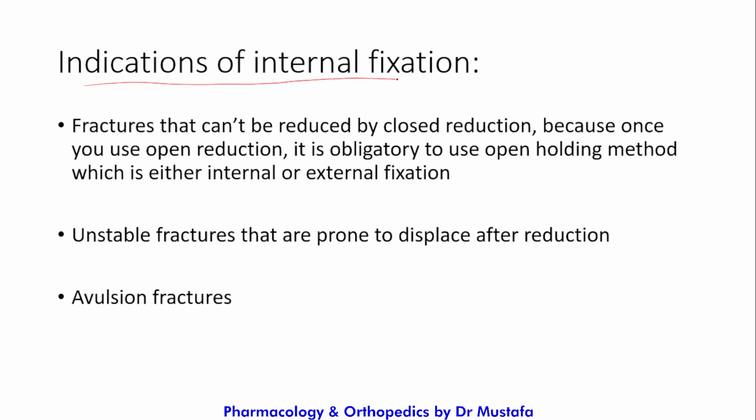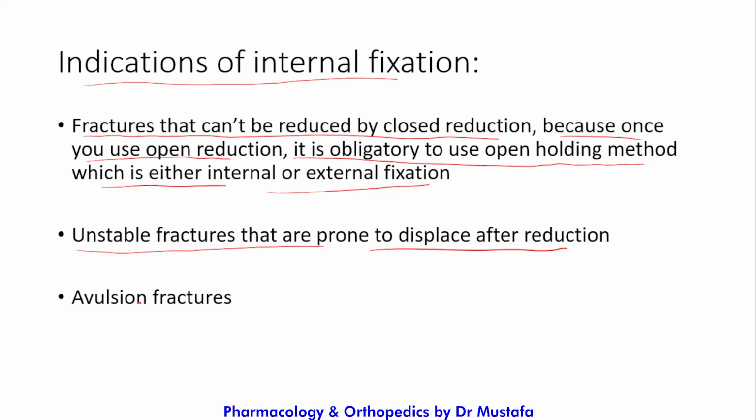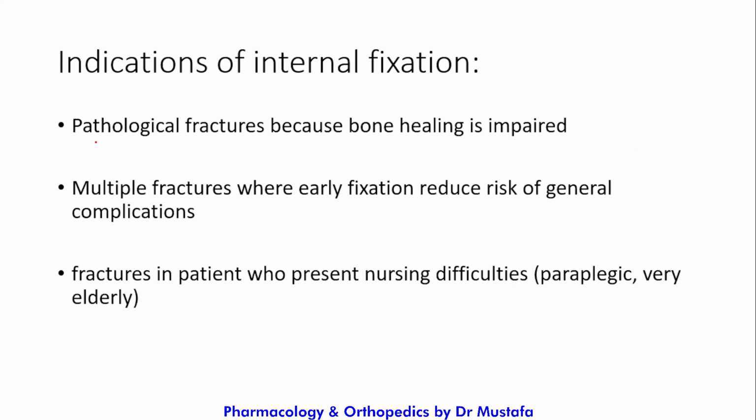Indications of internal fixation include fractures that can't be reduced by closed reduction, because once you use open reduction, it is obligatory to use an open holding method, which is either internal or external fixation. It is also used in unstable fractures that are prone to displace after reduction, and it is used in avulsion fractures. It is also used in pathological fractures because bone healing is impaired, and in multiple fractures where early fixation reduces risk of general complications.